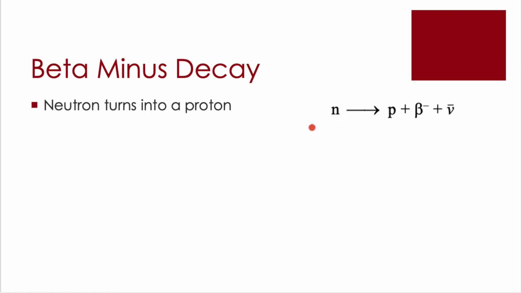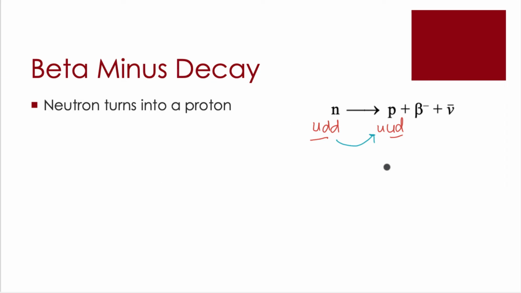So let's think about this in more detail. My neutron is an up, down, down, turning into a proton, which is an up, up, down. So up and down, up and down. What has really happened? A down quark has turned into an up quark in order for this to occur. The only way that can happen is if we have a weak interaction.